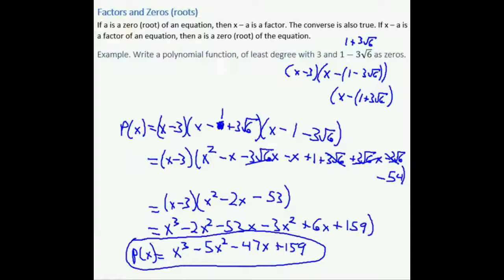Now when it says least degree, we went as low as possible. There were 3 zeros here. We could have added on another one. We could have put like x plus 7 or an x, and these things still would have been zeros. We just would have had extra, which would have made this x to the 5th, and so it said of least degree, so that means they don't want any extra zeros in there. And so there is our answer, and that is lesson 6.7, dealing with polynomial equations.